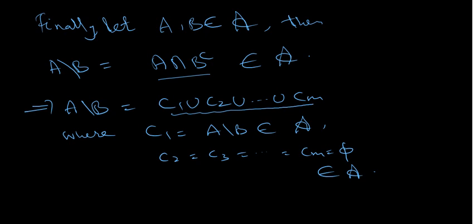So this A is a semiring. A is a semiring. Therefore every algebra is a semiring.